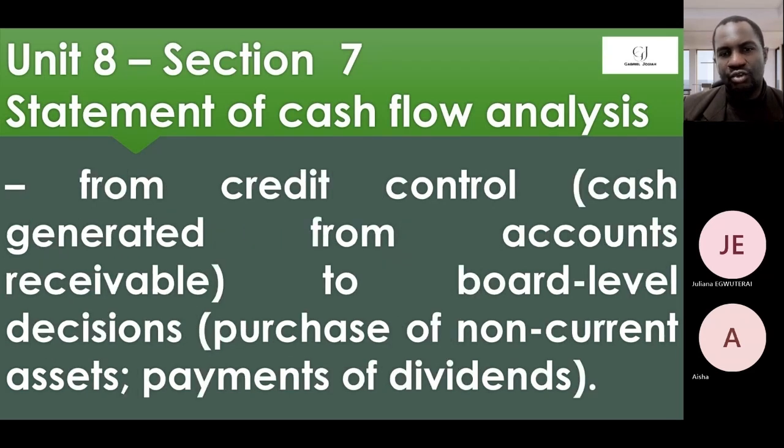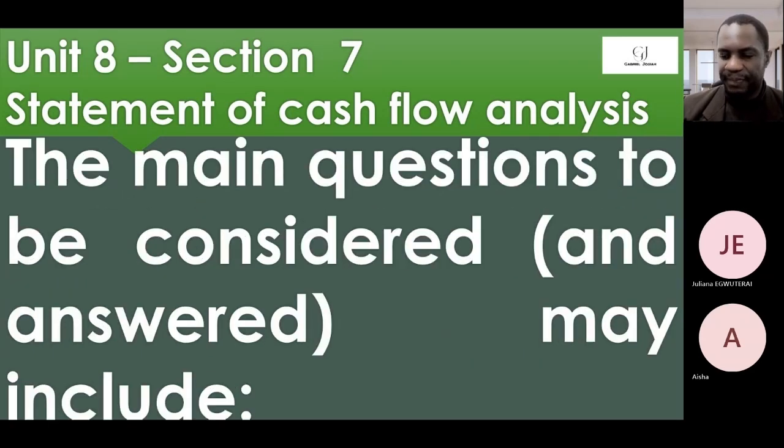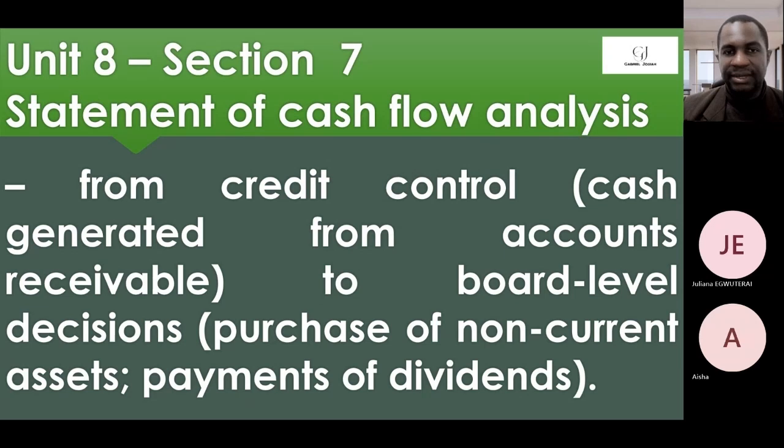So from credit control, we're looking at the components now. When you look at credit control, accounts receivable, the cash generated from that, to board level decisions like purchase of fixed assets, payment of dividends, that's dividends they've declared. These are financing activities. Accounts receivable are operating activities. So these are very important components that we look at in the statement of cash flow.